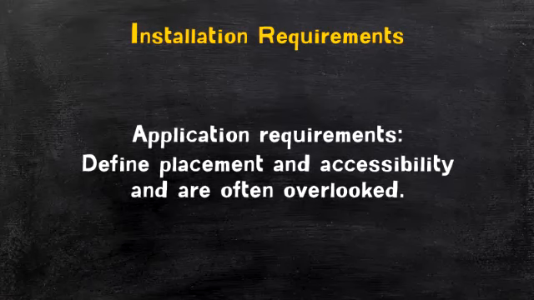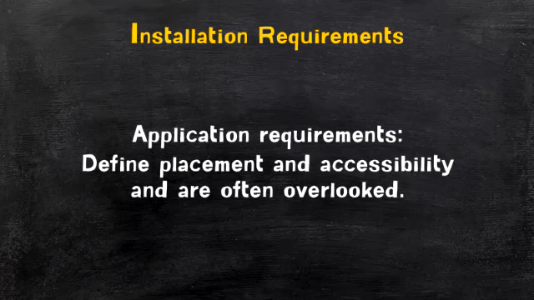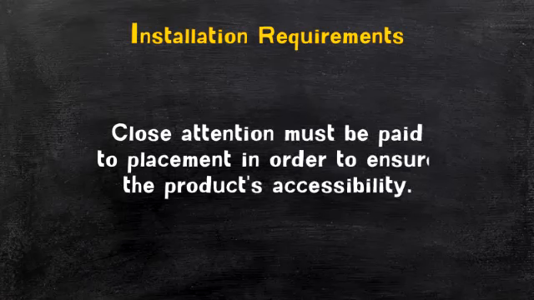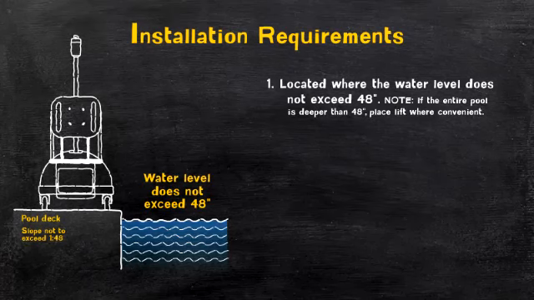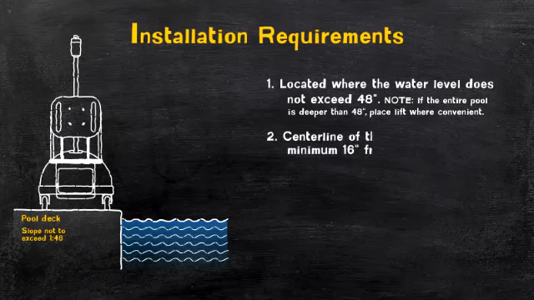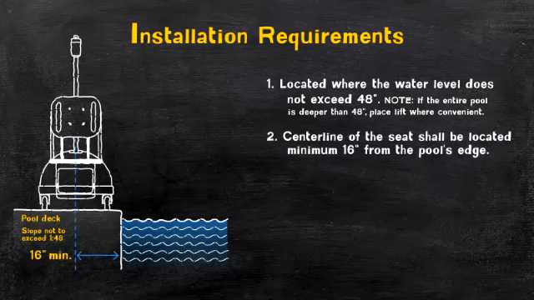Second are the application requirements, which define placement and accessibility. These requirements are a major predictor of compliance and an area that is often overlooked. Because each pool is unique, close attention must be paid to placement in order to ensure the product's accessibility. In this area, ADA states that pool lifts shall be located where the water level does not exceed 48 inches. In the raised position, the center line of the seat shall be located over the deck and a minimum of 16 inches back from the pool's edge.